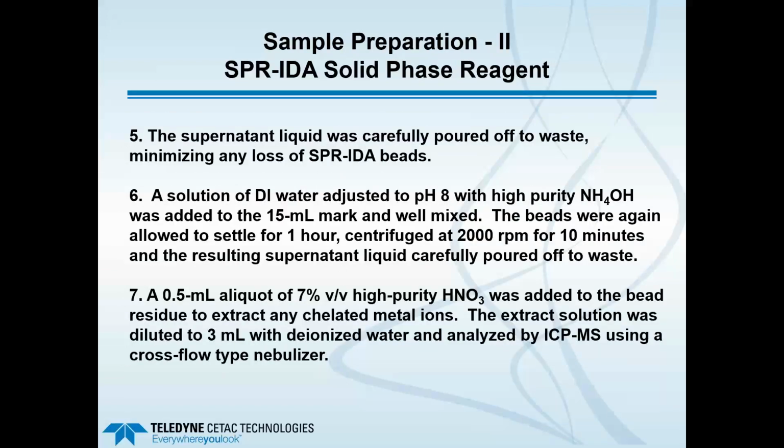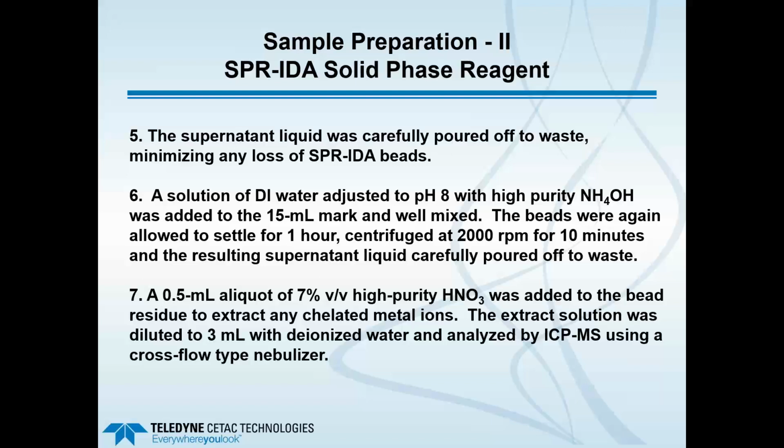The supernatant liquid is then carefully poured off to waste. You want to minimize the loss of any of the bead material, the solid phase material, because that is going to bind the trace metals of interest. If you want, you can do at least 1 washing step. A solution of DI water adjusted to pH 8 with high purity ammonium hydroxide is added. You mix up again, and then you go through the same settling process, centrifuge it, and carefully pour off the supernatant liquid.